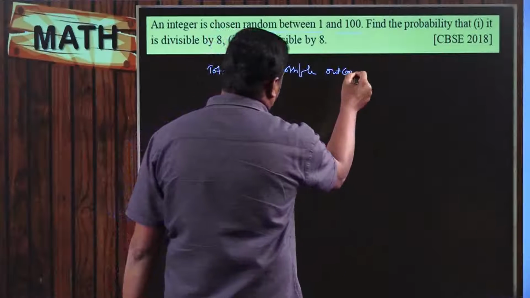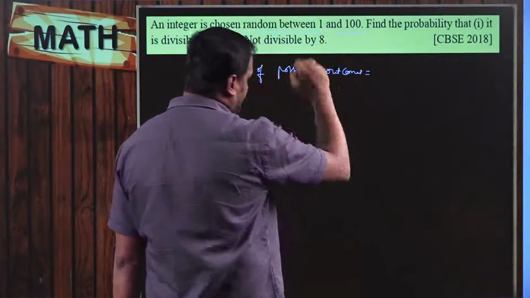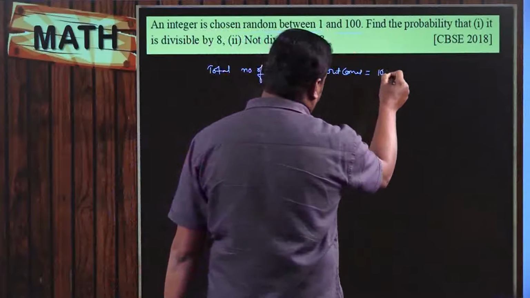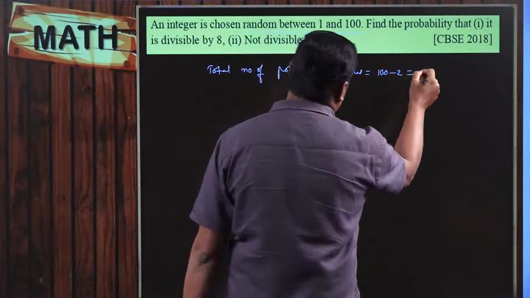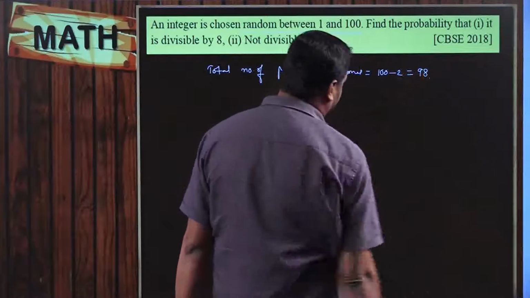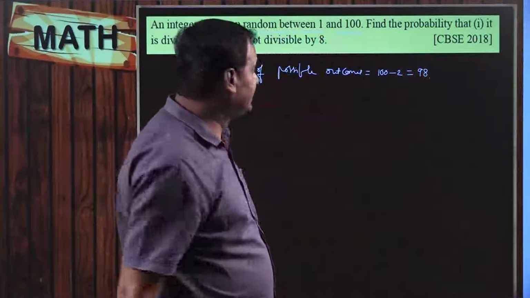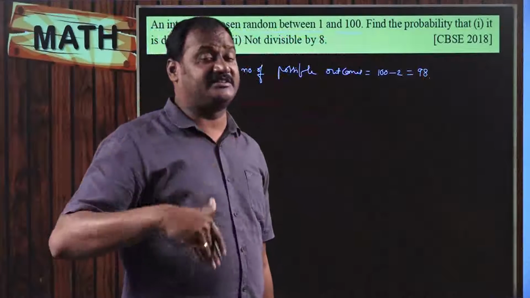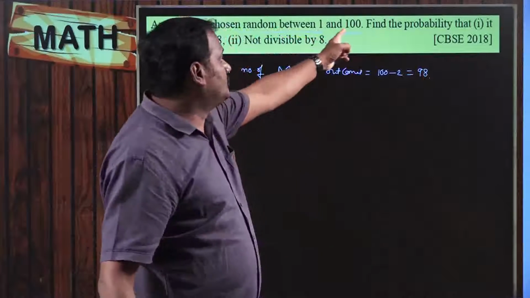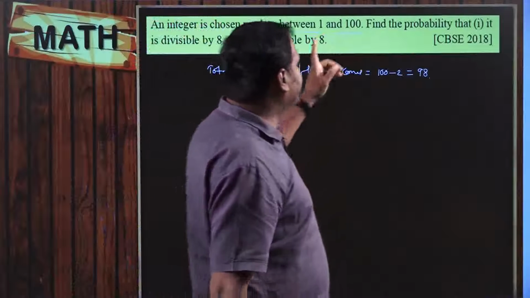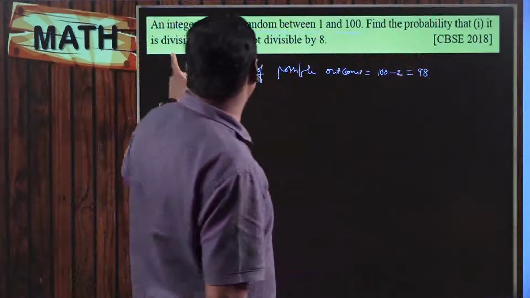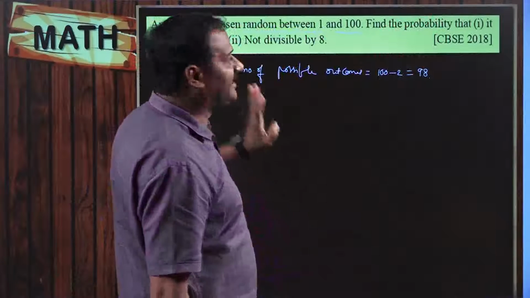Total number of possible outcomes is equal to, there are total 100. Out of 100 numbers, we are not including 1 and 100. So which is equal to 98 only. So 98 integers. 98 integers from which number to which number? From 2 to 99. So find the probability that it is divisible by 8.